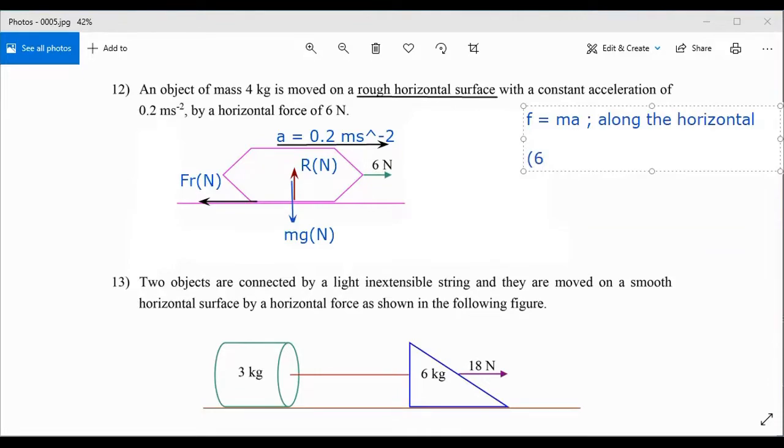Now the resultant force is 6 minus Fr, where Fr is the friction force, equals the mass of the object, given as 2 kilograms, times the acceleration, given in the question as 0.2. Can you do the rest of the simplification and tell me the answer here? Send your answers to the Zoom chat. From this equation, you can find Fr. Send me the value of the friction force.